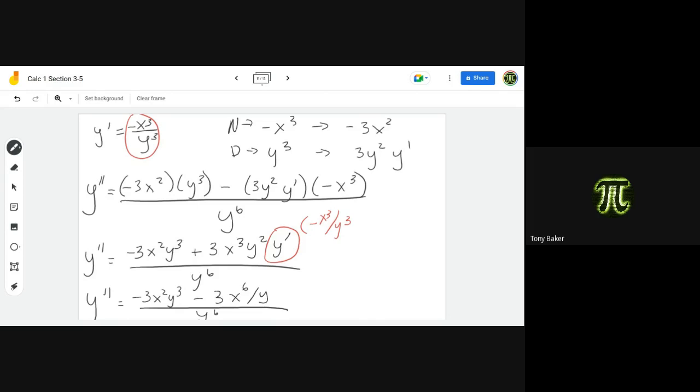You cannot cancel out the y's. So you can leave it like that, that would be acceptable. This is another one of those where you can simplify this down more to get rid of the division on the top, depending on what you're going to use it for. But in this case, that actually is fine.